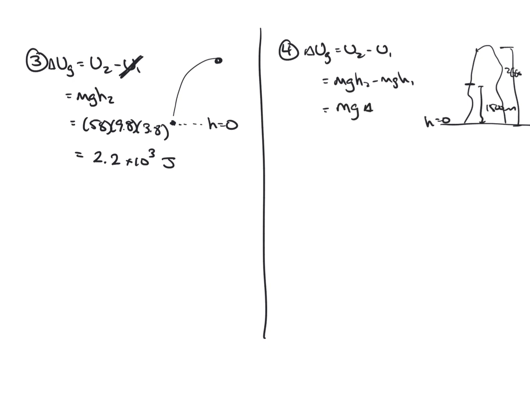Kind of a shorter way to write this is mg times delta h. Okay, so the mass is 66.5, g is 9.8, and the delta h is the difference between 2660 and 1500. Okay, go to the calculator. Okay, so 755,972 joules, which will be to two significant digits due to the 9.8. So that's the change in gravitational potential energy.